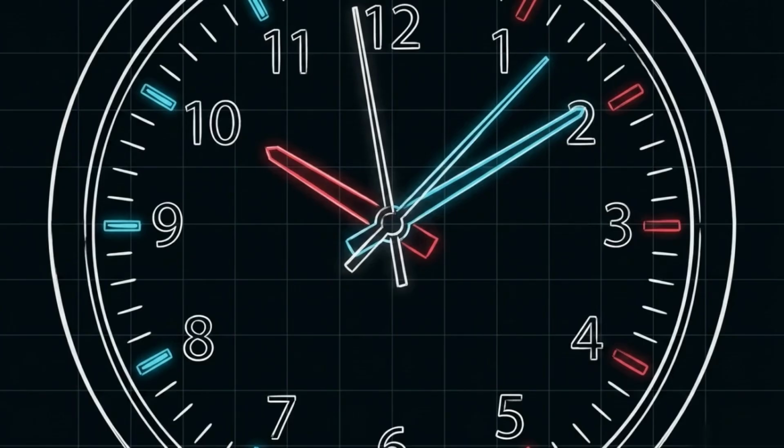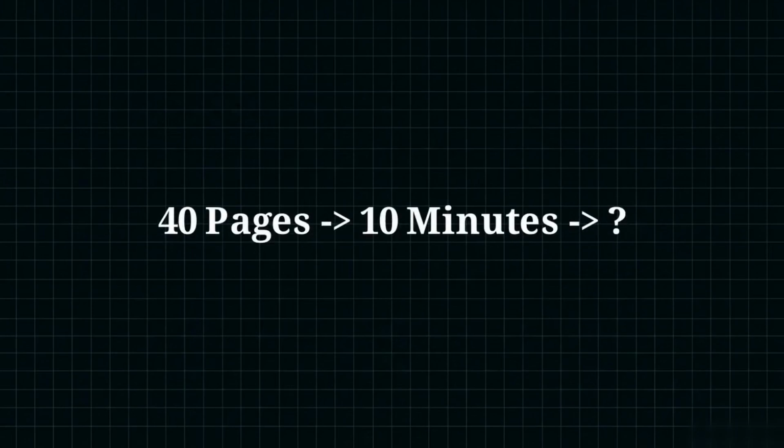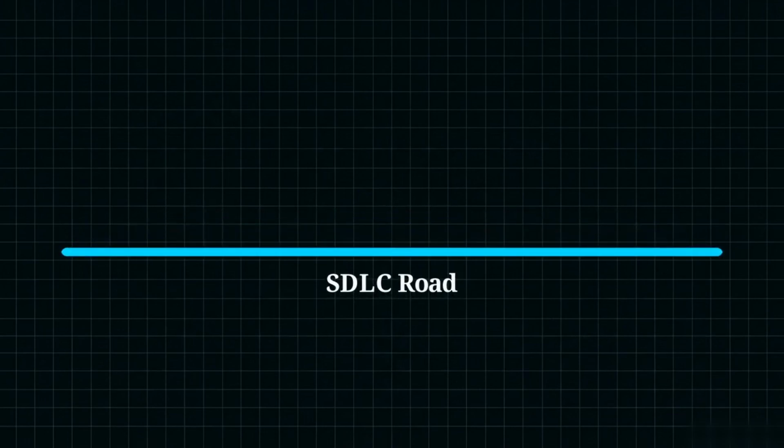It is 10 minutes before your software engineering exam. You open your notebook and you are staring at 40 pages of text, hundreds of lines, and a dozen complex diagrams. Let's close the notebook. We are going to build a single-page mental map that organizes all 4 models into a single cohesive system.